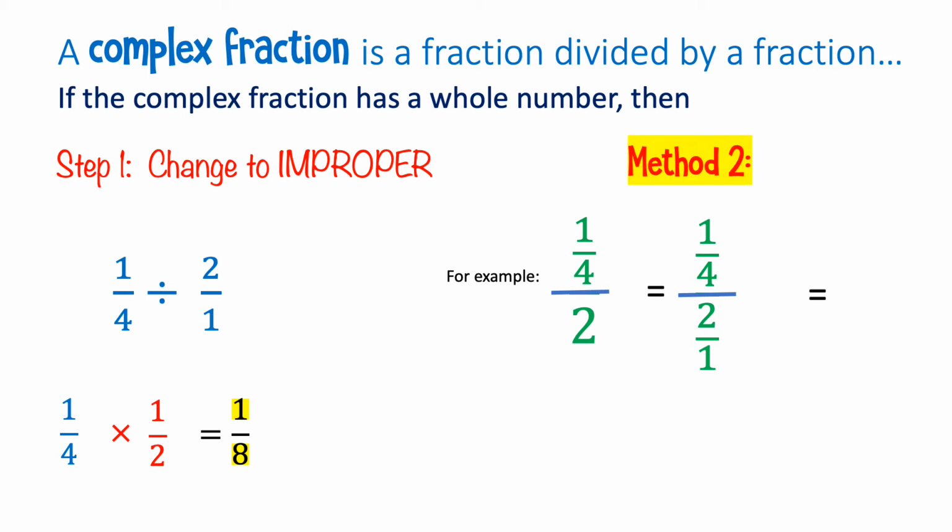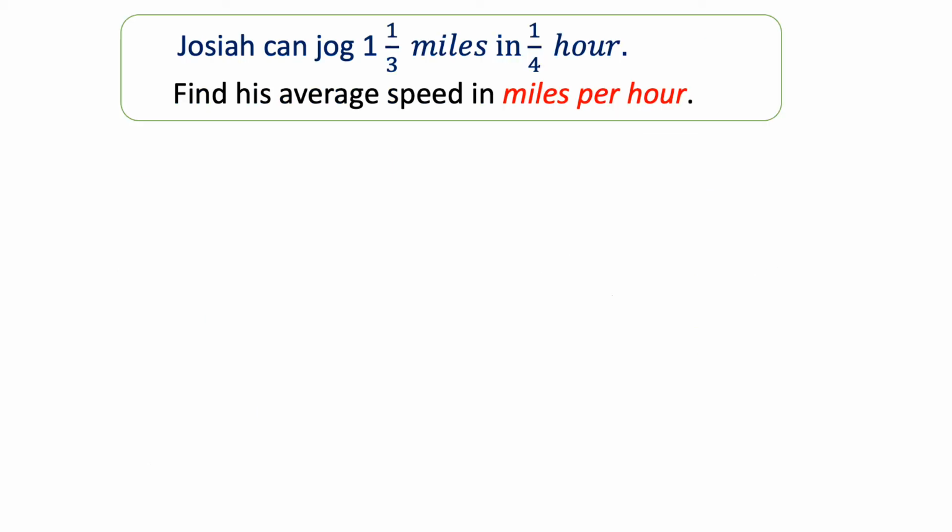The second method, we're going to do the same thing that we did before. Multiply the top number by the very bottom number. 1 times 1 is 1. And multiply the two middle numbers, 4 times 2, and we get 8, 1/8. The same answer, different method.